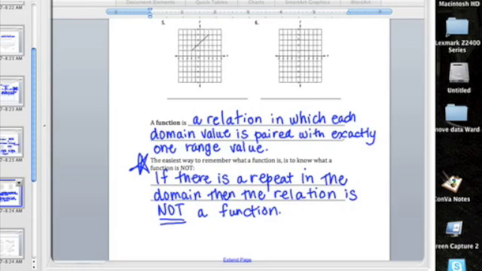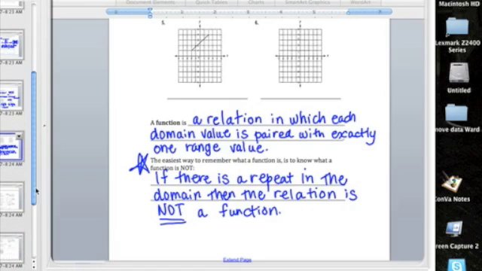So in conjunction with this definition, I like to use the idea of thinking about if there is a repeat in the domain, then the relation is not a function. That's basically what we're looking for, is repeated values in the domain. If there is a repeat, then we do not have a function. If there's not a repeat, then we do have a function. So it's kind of a case of opposites.